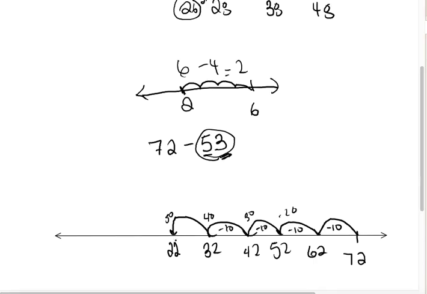But we need to take away 53. So we can go by ones. 1, 2, 3, 21, 20, 19. So we have to make sure that we've taken away the right amount. We've taken away 50, 51, 52, 53. So we've taken away the right amount. We've taken away the difference of 53 units. So 72 minus 53 is 19. The difference between 72 and 19 is 53 units.